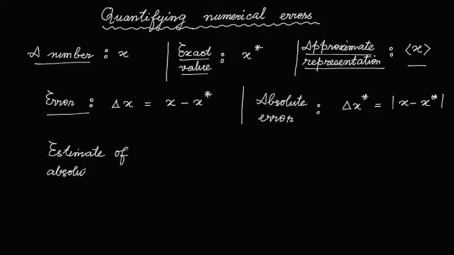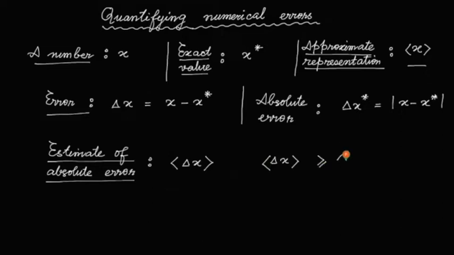So when I call it an estimate, I write it with this sign. So this is the estimate of the absolute error. So it better be greater than the actual absolute error, because if it is lesser than the actual absolute error, you are underestimating the error, which is never good. So this quantity should be greater than or equal to delta x star.